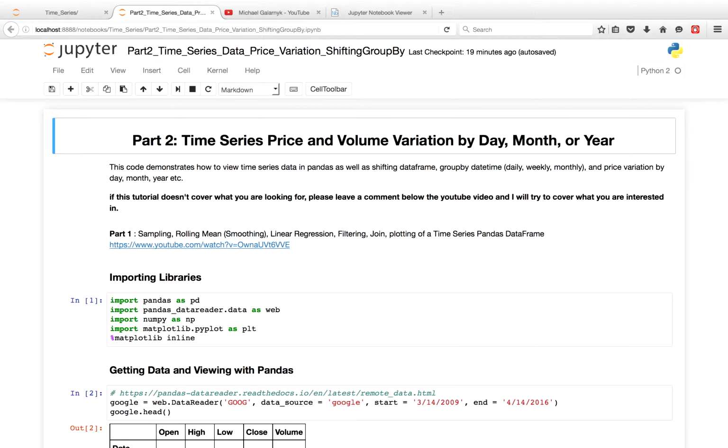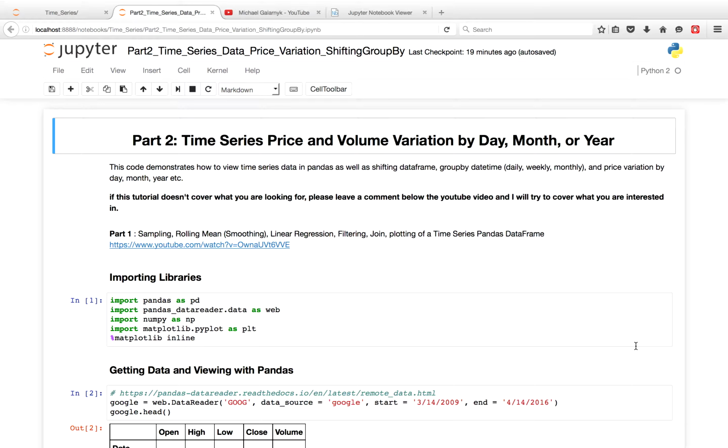Hello, in part two of our time series data tutorial series in Pandas, we're going to be finding price and volume variation by day, month, and year. The way we're going to do this is we're going to have to learn about shifting data frames and grouping datetime, and our index is datetime, really. And we'll see a pretty cool Pandas feature where you can group on a daily basis, on a weekly basis, or by months. And I think I also have years in there as well.